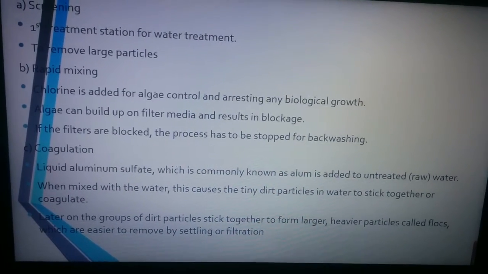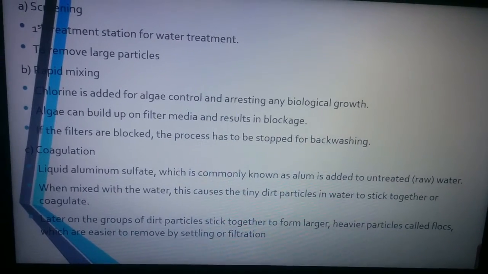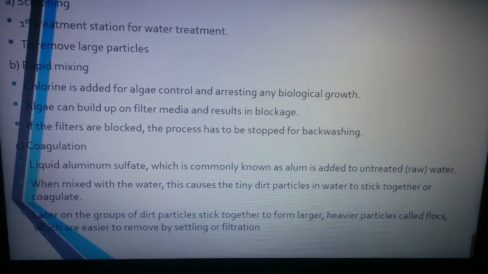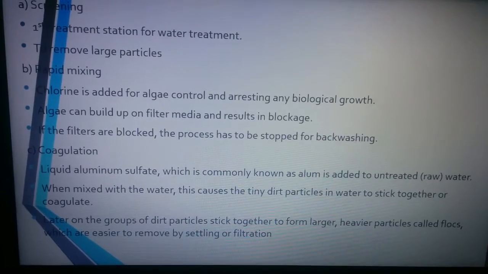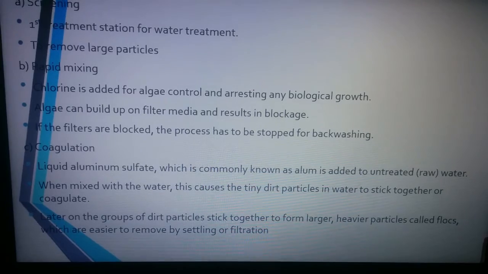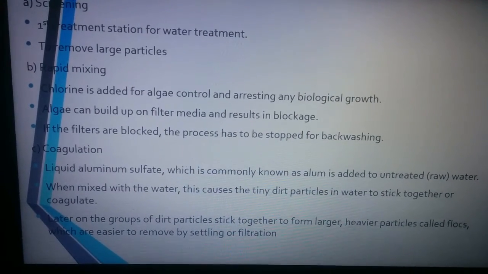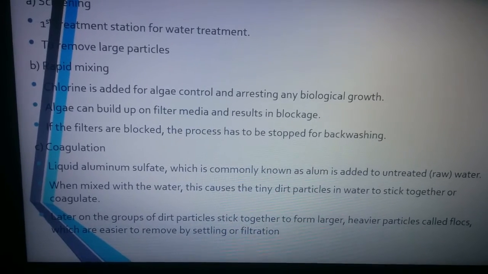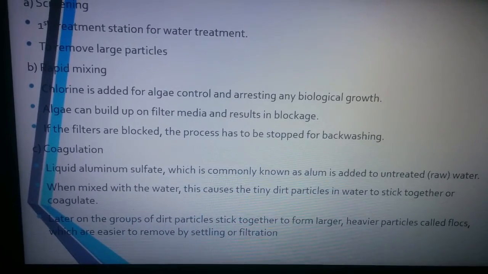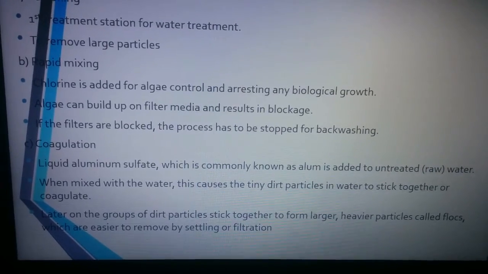Second part is coagulation. In this part, liquid aluminium sulfate, which is also known as alum, is added to raw water. When mixed with the water, this causes the tiny dirt particles to coagulate together and form a larger, heavier particle called flocks. Flocks are much easier to remove by settling and filtration.